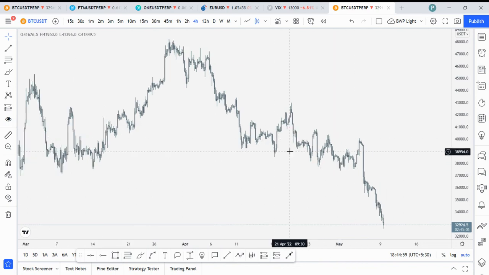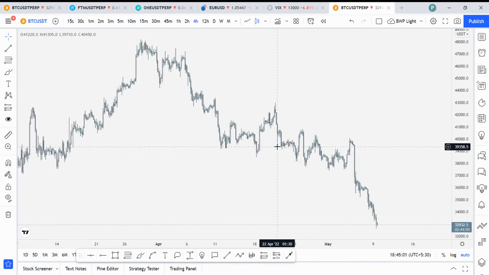Slippage is basically when you don't get the price that you wanted to get. For example, the example I gave earlier where I said if I'm buying at this level at 39,200 and my order ends up getting filled at, let's say, 40,000. That difference between my desired price and the price at which the order was filled is slippage.